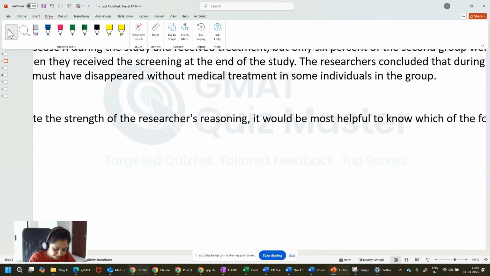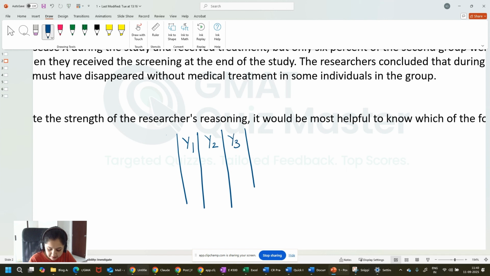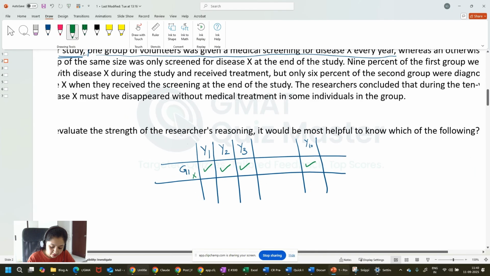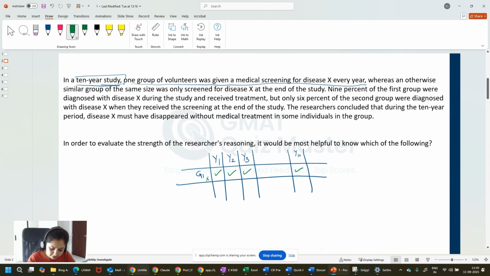Because we are talking about a 10-year study and what was done every year, let's create this kind of a table here. Let's say y1, y2, y3, these are all years, and the study went on till 10 years. So we are creating all these 10 here. Now, group 1, we know that people in group 1 were screened for disease X every year. All right. So this is what we have read about the first group.